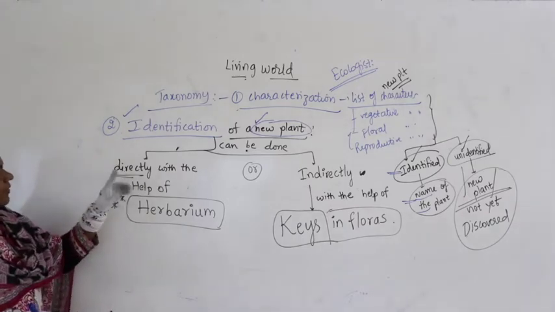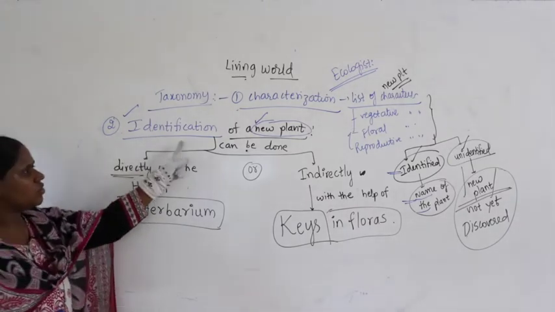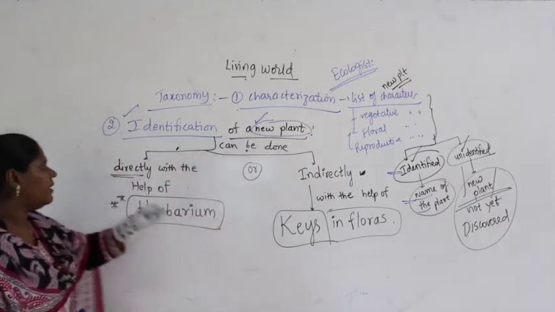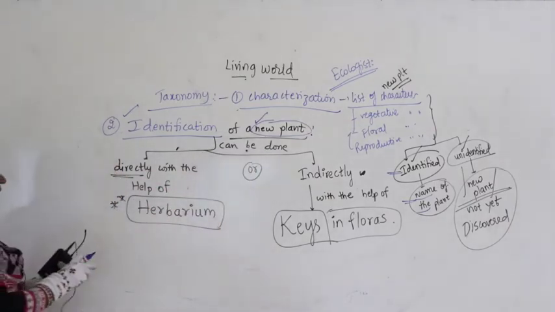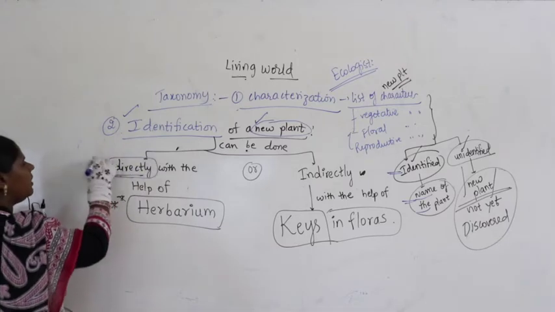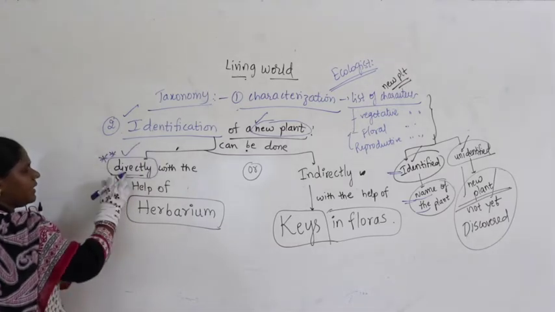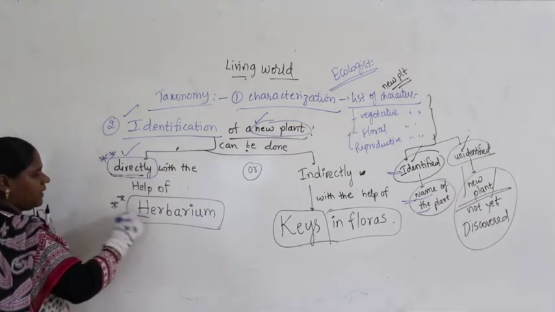There, how do you identify? So identification of a new plant can be done directly. You have to remember this point, very important. It can be identified directly with the help of a herbarium.